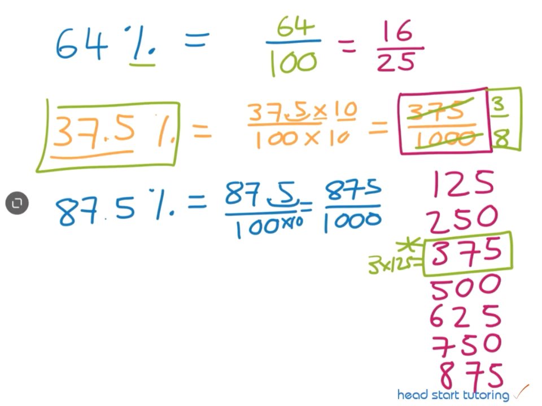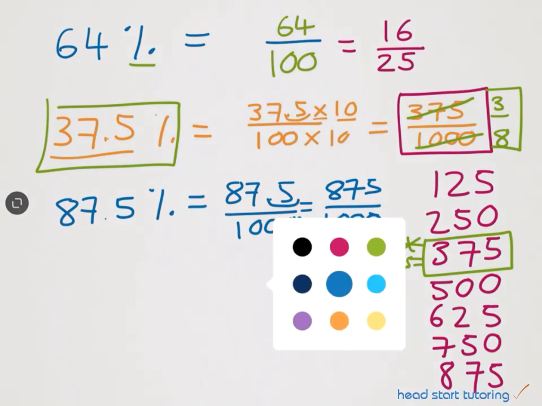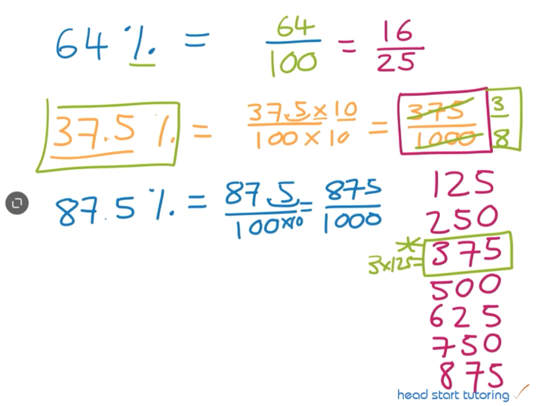And with 875 over 1000, we need to check whether our numerator is a multiple of 125, because we know that 1000 is a multiple of 125. So 125 fits into 1000 8 times. Let's see if 125 will fit into 875. And we can see there it fits in perfectly 1, 2, 3, 4, 5, 6, 7 times. So 125 into 875 fits 7 times, and 125 into 1000 fits 8 times.